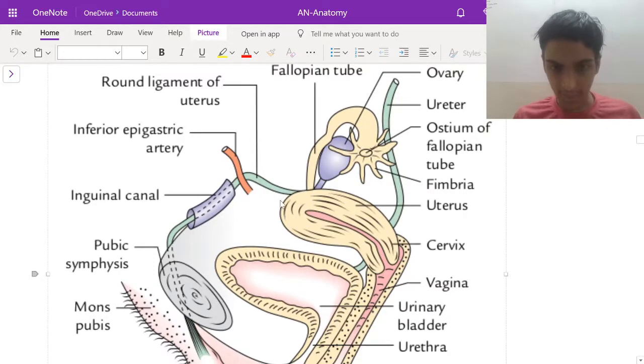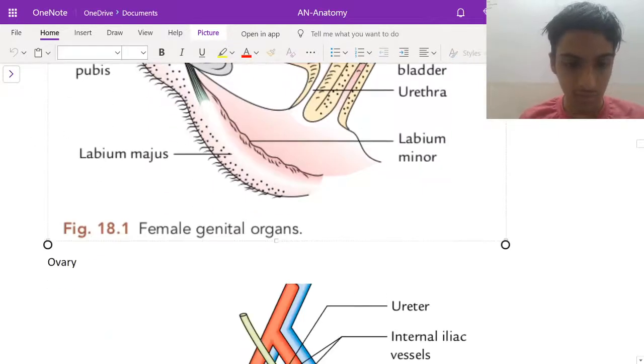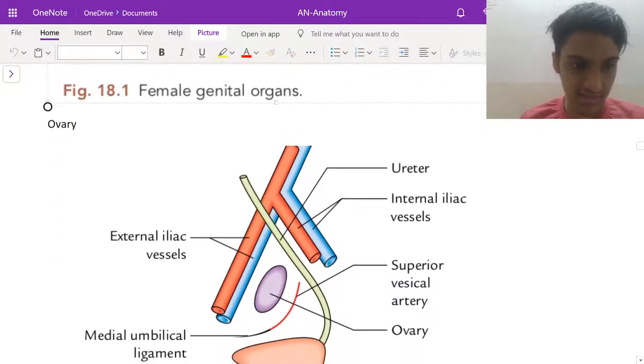This is the round ligament of uterus, the fallopian tube, the fimbriae along with the ostium, not the ostium of the bone. This is different, ostium. So ostium of fallopian tube, and this is the ureter. So briefly the parts now. Now let us go into the details.